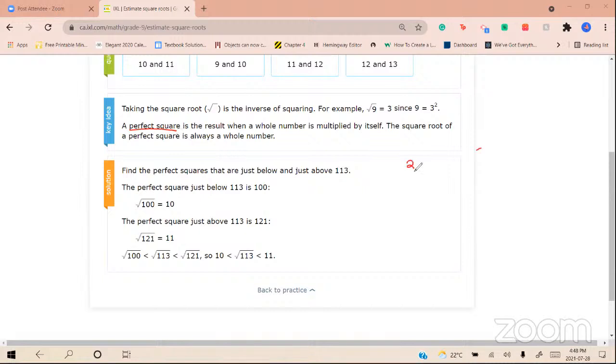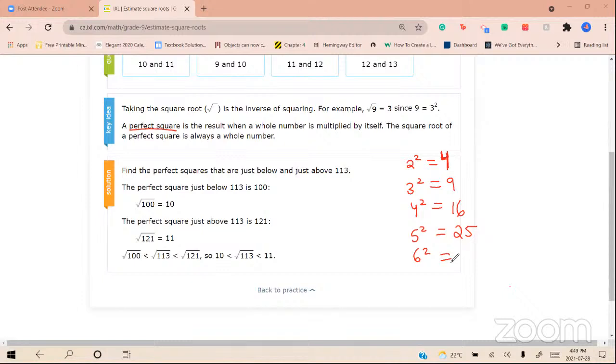So let's go over them first. 2 squared equals? 4. 4, very good. 3 squared is equal to 9. 9, very good. 4 squared is equal to 16. 16, very good. 5 squared is equal to? 5 times 5 is 25. 25, very good.